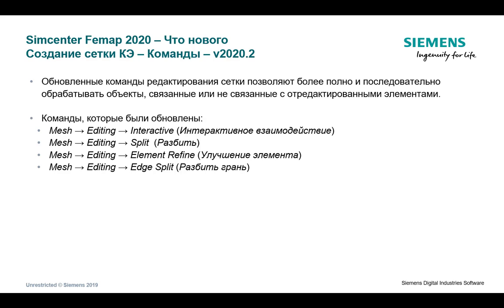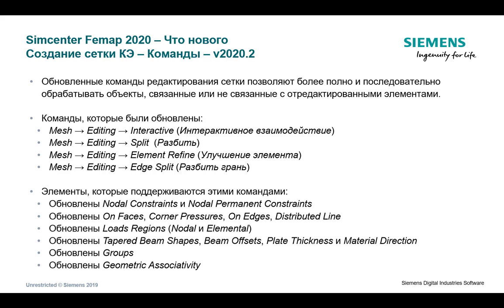not very consistent. As of 2020.2, these commands will all now update nodal constraints and nodal permanent constraints, update loads on faces, corner pressures on edges, and distributed line loads, update regions, so any underlying nodal or elemental region that gets changed will be updated. It will also update tapered beam shapes, beam offsets, plate thickness, and material direction. Groups will be updated, and so will geometric associativity.